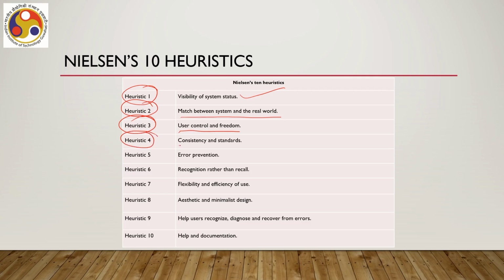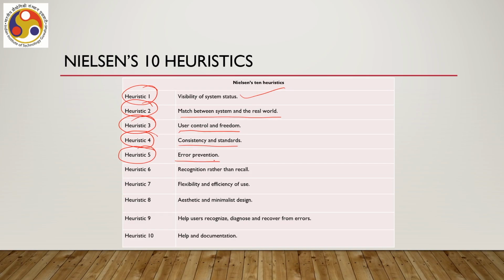Heuristic 4, consistency and standards: whether the elements, layout, and whatever is shown are consistent across different screens, and also whether standards are followed. Heuristic 5 is error prevention: whether the design helps the user prevent errors.